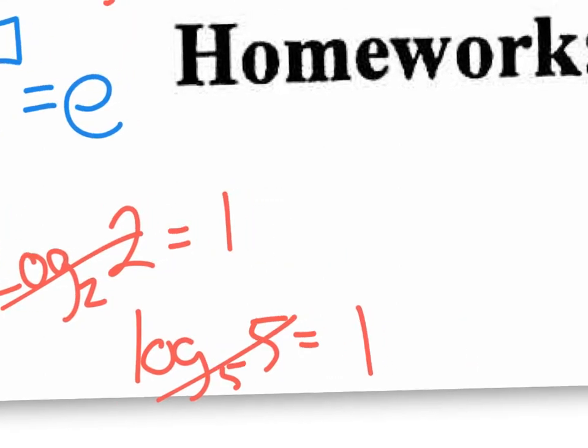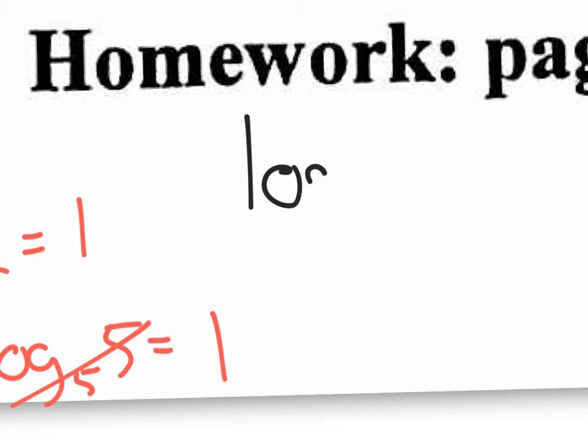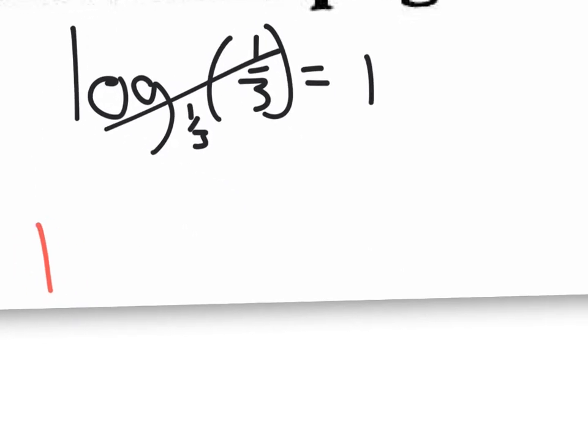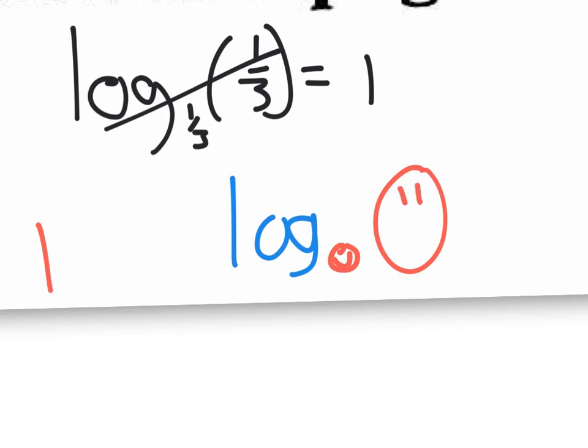What if you have, it doesn't matter what you have. You could have log base 1/3 of 1/3. And what does it equal? 1, because it just always cancels out. Whenever you take the log base something of that same something, it cancels out, it equals 1. It doesn't matter what it is. Log base happy face of happy face, what does it equal? 1. Because log base happy face of happy face cancels out, it equals 1.